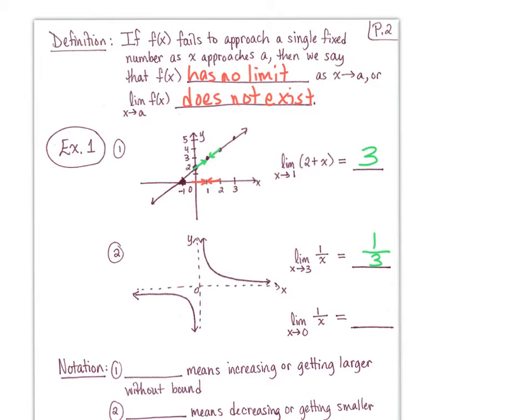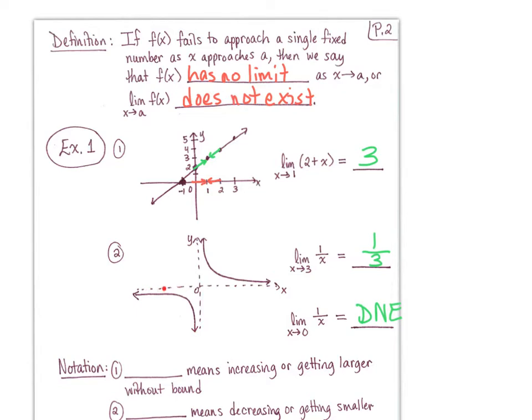Okay, the limit as x approaches 0 of 1 over x, what is that going to be? Does not exist. Very good. It does not exist. DNE, does not exist, because you have a vertical asymptote here. So as x approaches 0 from the left, we get closer and closer to what?